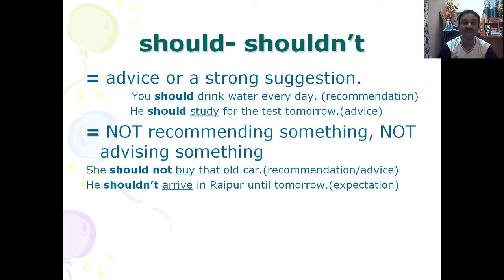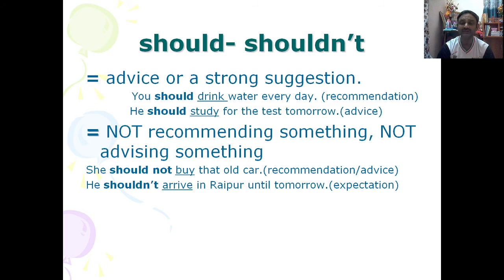The next modal verb will be should or should not. It is advice or a strong suggestion. Examples will be: you should drink water every day, he should study for the test tomorrow. Conditions are given in the form of recommendations and advice. Not recommending or not advising something, if you look at it this way, the sentences will be: she should not buy that old car, he should not arrive in Raipur until tomorrow. Conditions will be the same: the recommendation, advice, and the next one will be the expectations.